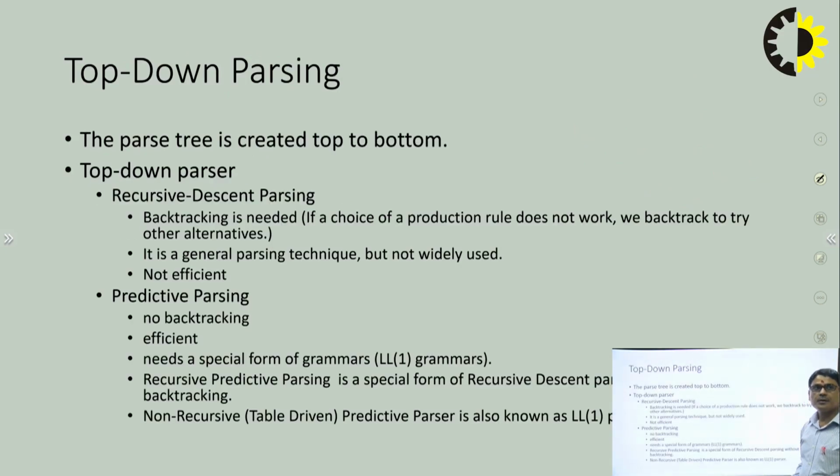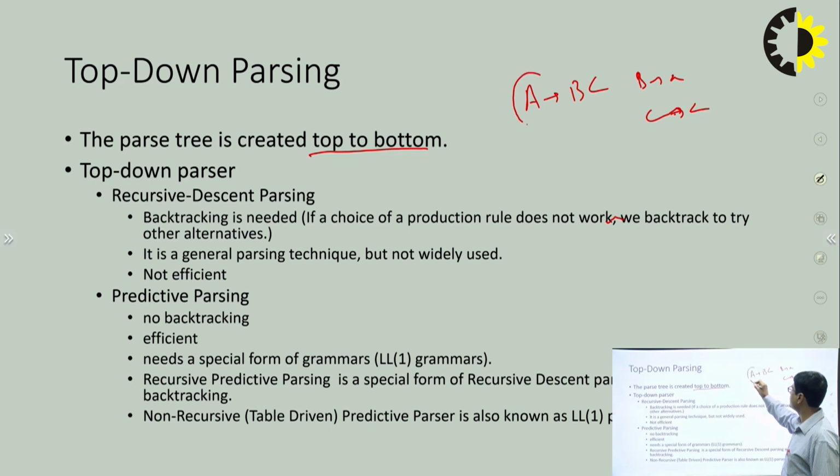In top-down parsing, the parse tree is created from top to bottom. Take this grammar: A produces BC, B produces A, C produces C. The starting point is the start symbol, and then we have to approach the particular string which is accepted by that grammar. This is called the top-down parser.